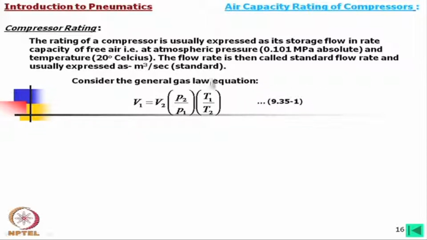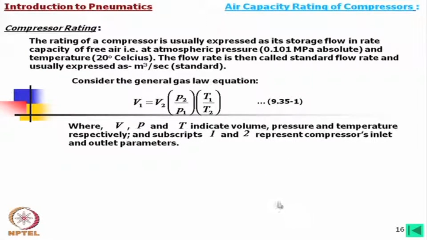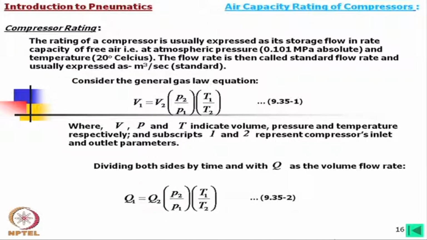Now, this gas law is known to you. So, we can use this gas law to calculate the rating of the compressors. V, P and T indicate the volume, pressure and temperature respectively, and subscripts 1 and 2 represent compressor inlet and outlet parameters. Dividing both sides by time t, we get it in terms of the flow rate.